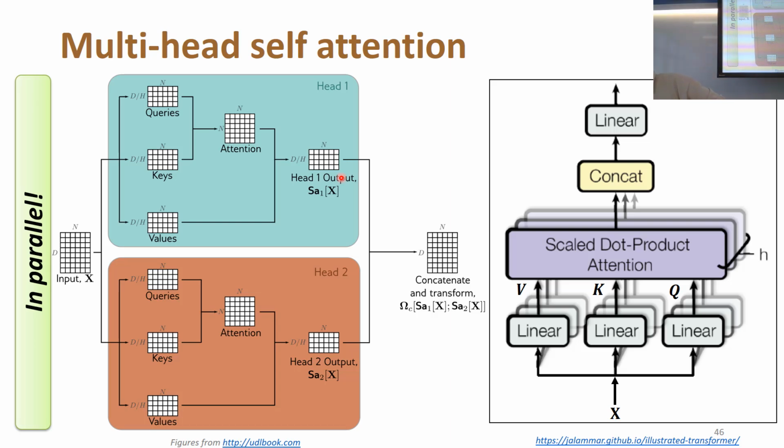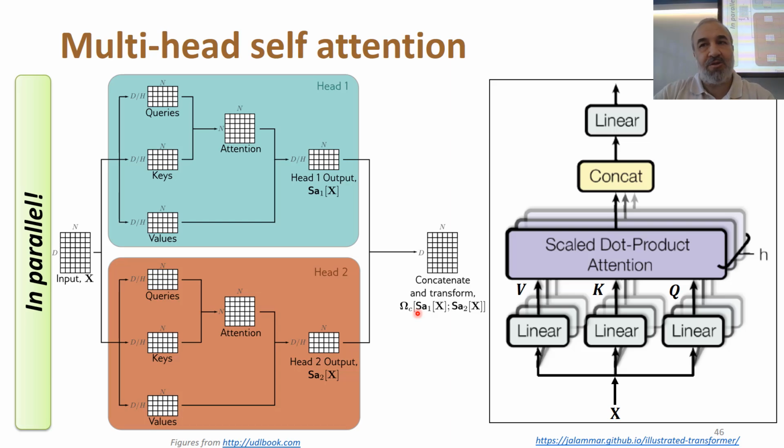Okay, and then we do another transformation. After we concatenate, we do another transformation, which is of course a learned matrix. Why are we doing that? What's the benefit? What's the intuition?